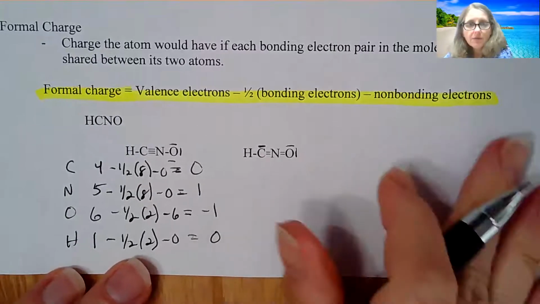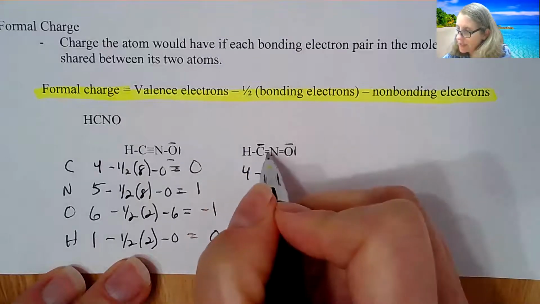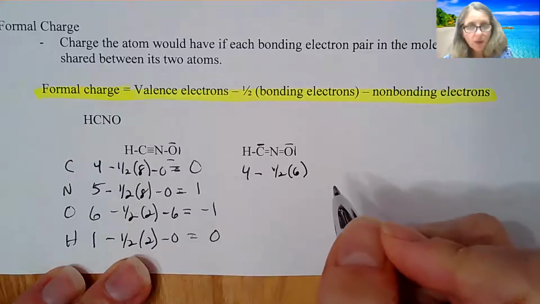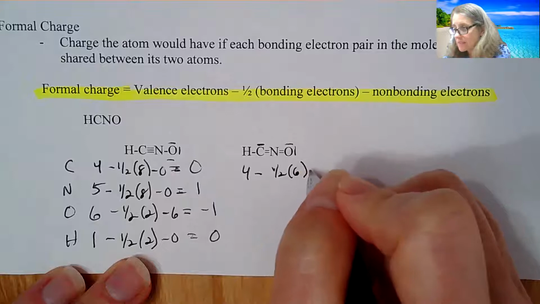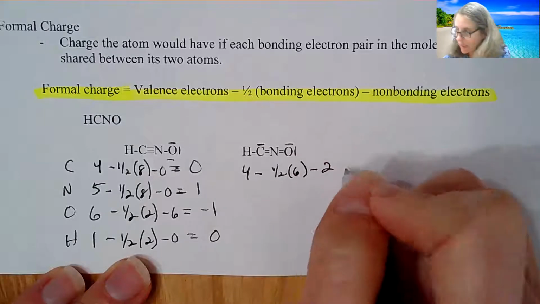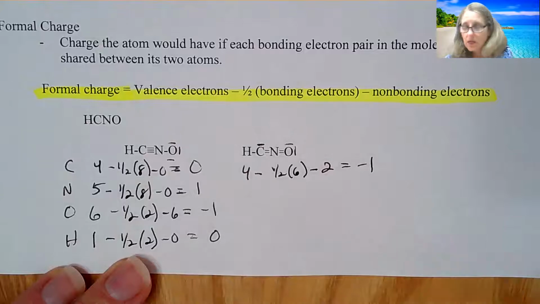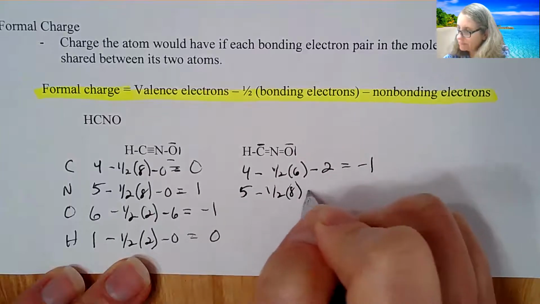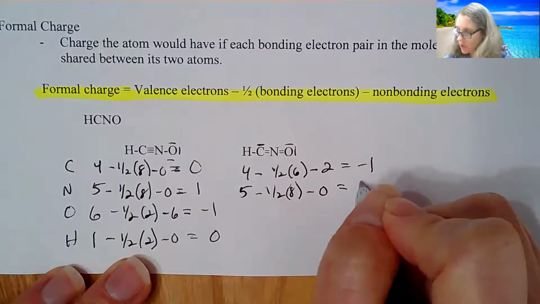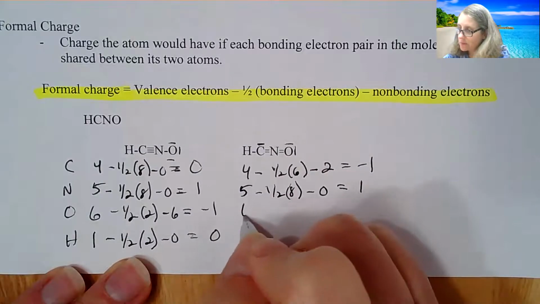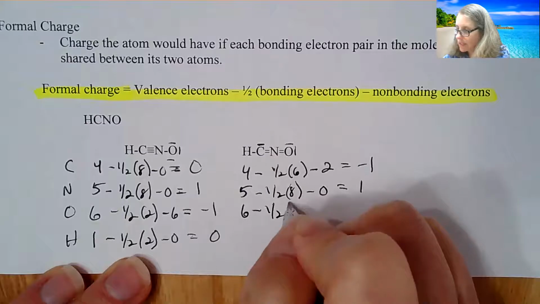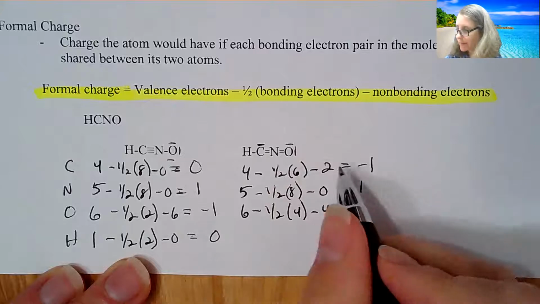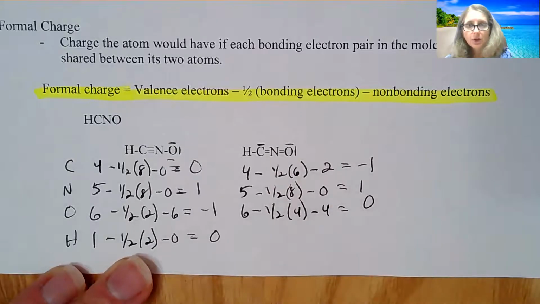I'm going to do the exact same thing for this structure over here. So I have 4 minus. Now carbon in this one only has 3 bonds around it, so it's going to be minus 1/2 times 6, minus 2 because I have a lone pair on it, so I get a -1 for carbon for that one. So this one is 5 minus 1/2 8 minus 0. Nitrogen doesn't really change. It does have 2 double bonds, but it doesn't change in terms of this formula. Oxygen is 6 minus 1/2, but oxygen has a double bond now, and it has 2 sets of lone pairs. So this is going to become a formal charge of 0.